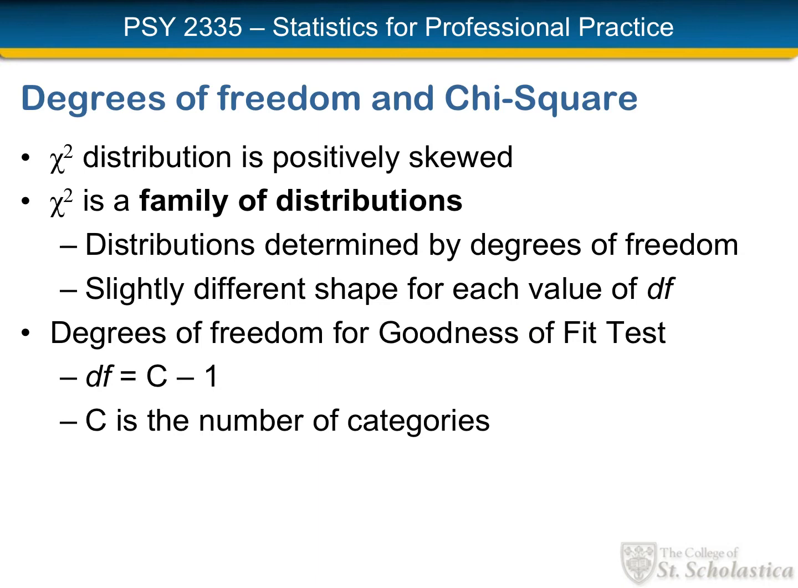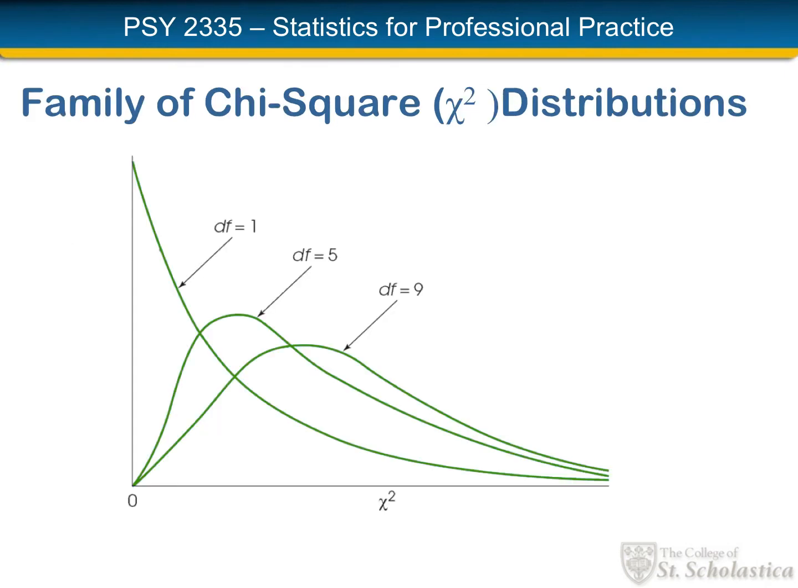In our goodness of fit test, we have degrees of freedom as C minus 1, where C is the number of categories. When we have 2 variables in our other test, our degrees of freedom will be slightly different, but it's still going to be quite easy to compute. So this picture lets you see how the different degrees of freedom change the shape of the chi-square distribution.